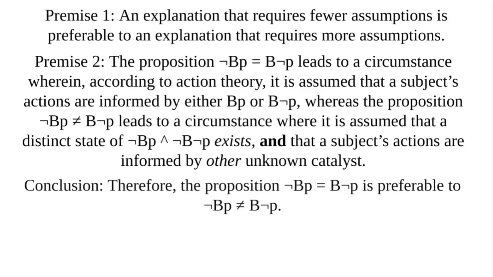Premise 2. The proposition not believing P equals believing not P leads to a circumstance wherein, according to action theory, it is assumed that a subject's actions are informed by either believing P or believing not P, whereas the proposition not believing P does not equal believing not P leads to a circumstance where it is assumed that a distinct state of not believing P and not believing not P exists, and that a subject's actions are informed by some other unknown catalyst. We do not have empirical evidence of a distinction in neural activity that would constitute a unique mental state of not believing P and not believing not P.